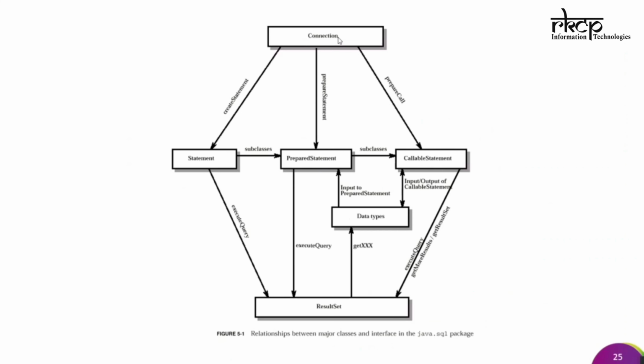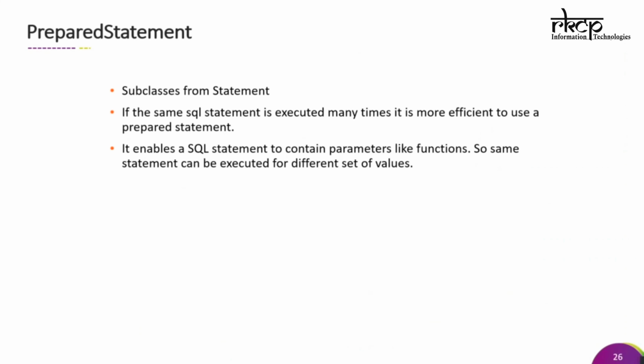So here you have a connection. This connection has three types of statement: createStatement for static queries, prepareStatement for dynamic queries, and prepareCall for your stored procedure. So using the statement, you are calling executeQuery. Using the prepared statement, you are calling executeQuery. And using the callable statement, you will set the data and call executeQuery. And finally, you are getting the ResultSet. Don't worry, all these I will show practically.